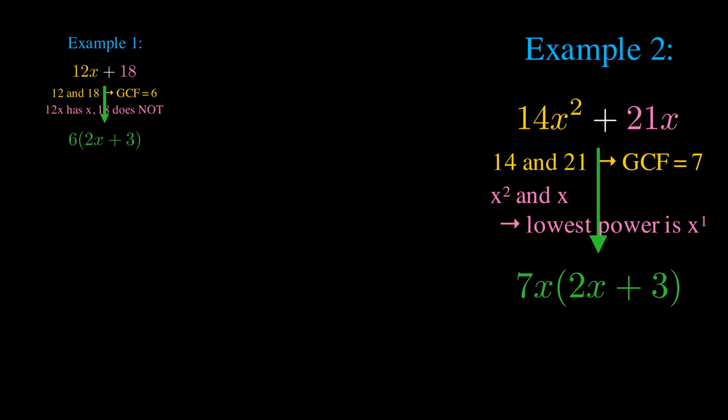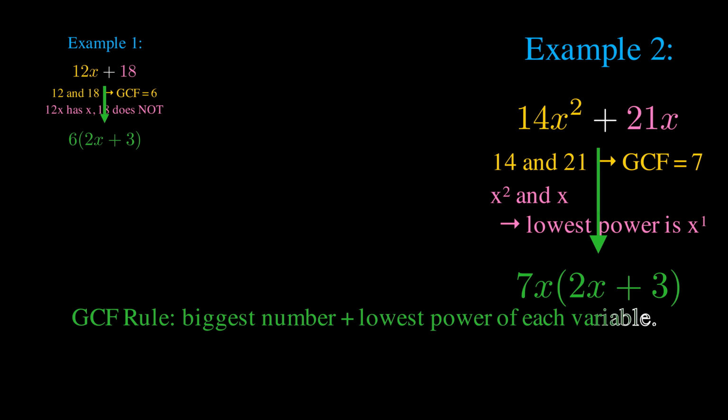Here is the rule to remember. The GCF is the biggest number and the lowest power of each variable that every term shares.